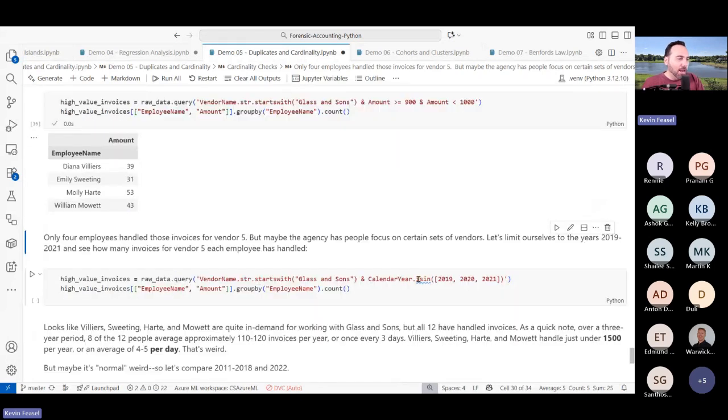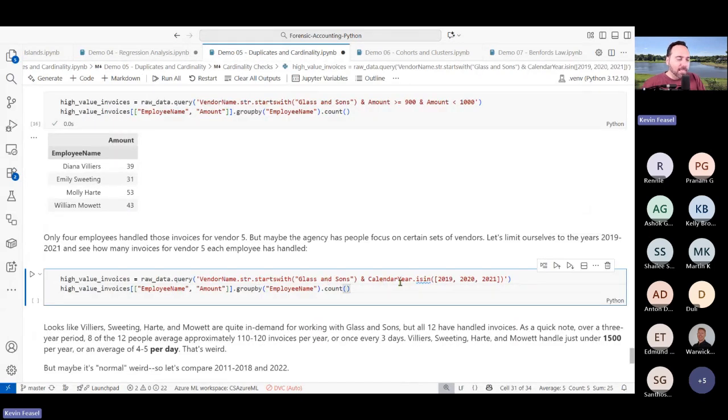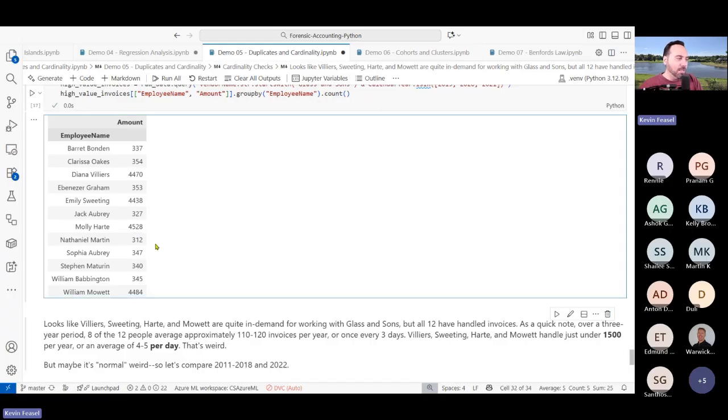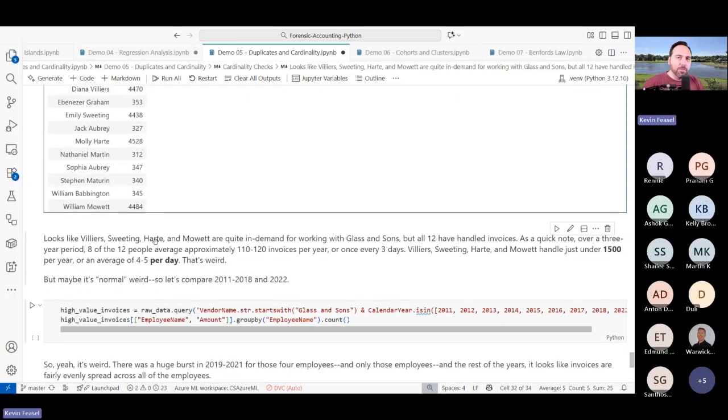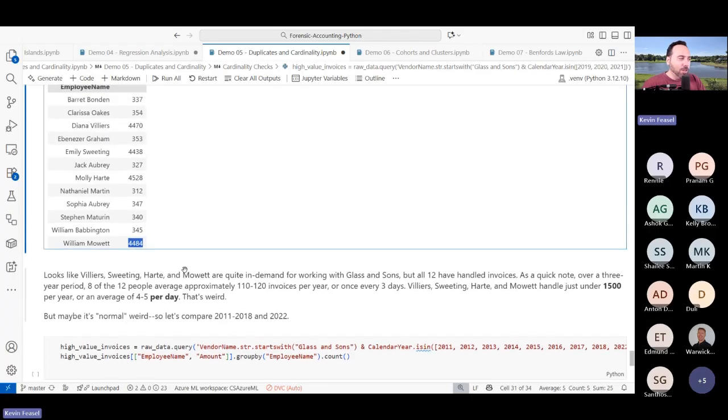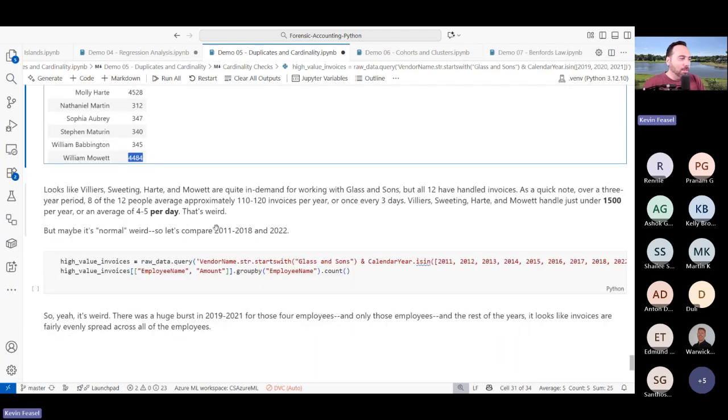So let's look at every case of Glass and Sons, and I mean the 4 people show up like 4,000 items apiece. Everybody else is 300 something items apiece. So all 12 of them have handled invoices, but these people are averaging, you look at this, 4 to 5 per day for this one vendor. That's a lot.